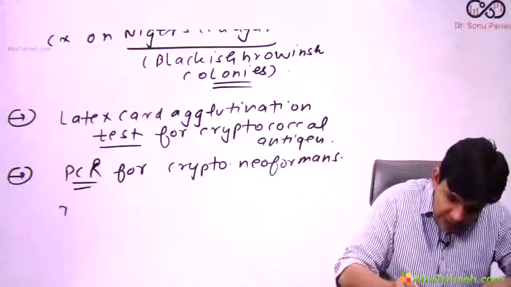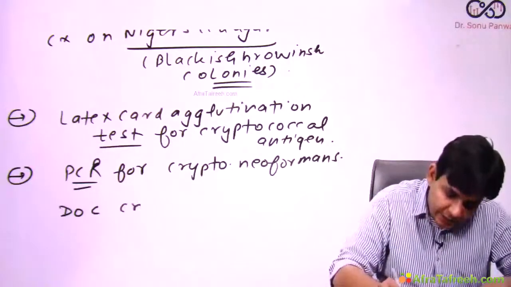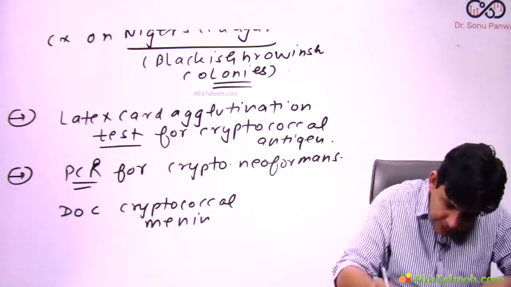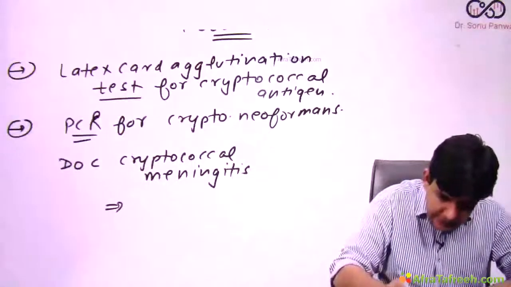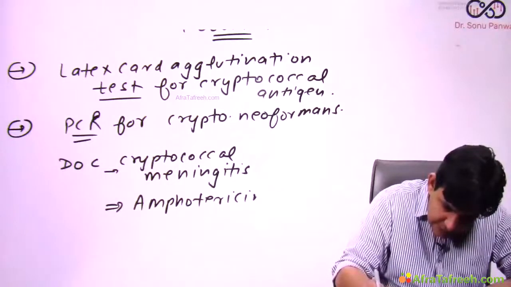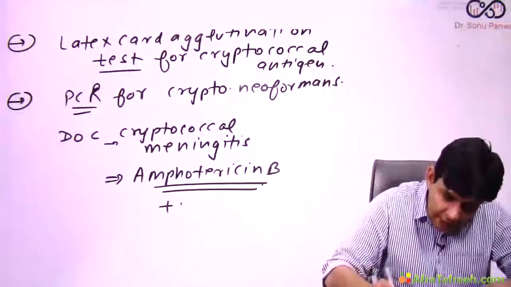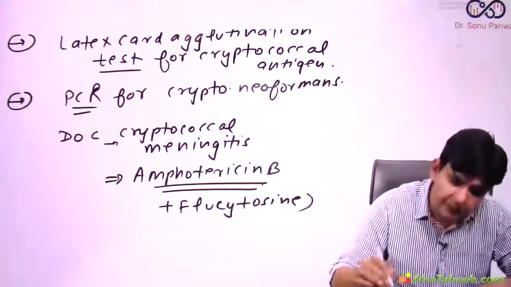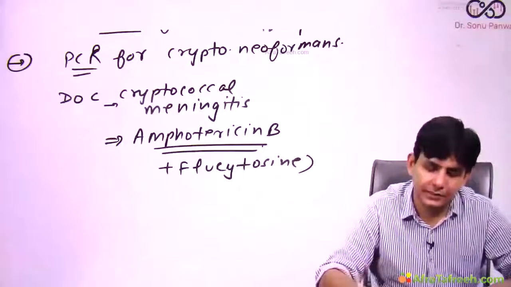And what is the drug of choice for cryptococcal meningitis? The answer to this question is amphotericin B. That is the drug of choice for cryptococcal meningitis. Along with that, you can use flucytosine also. So remember this: amphotericin B with flucytosine is used for cryptococcal meningitis.